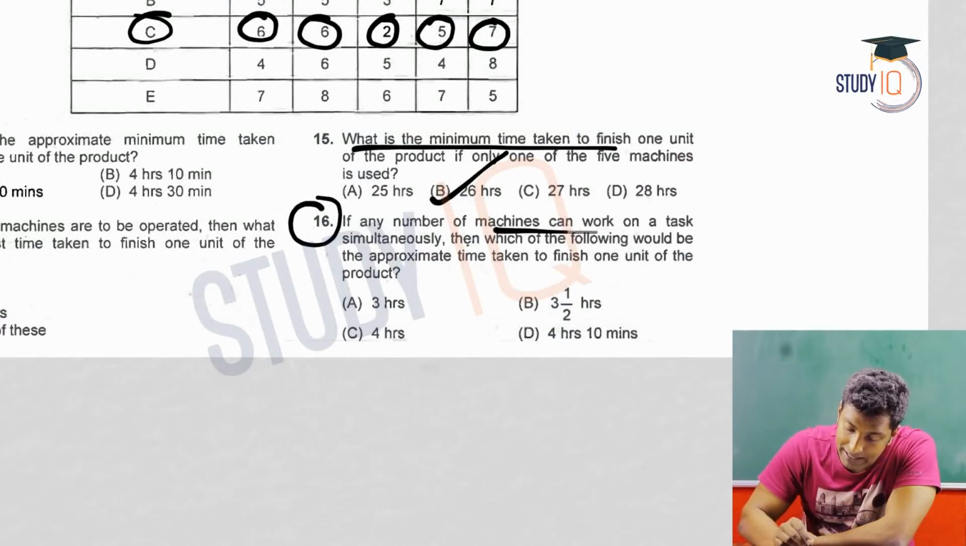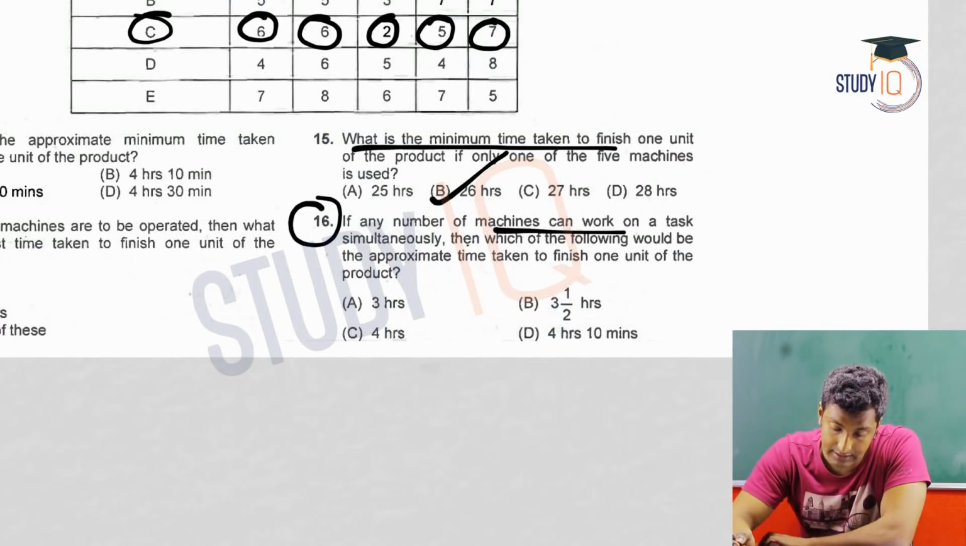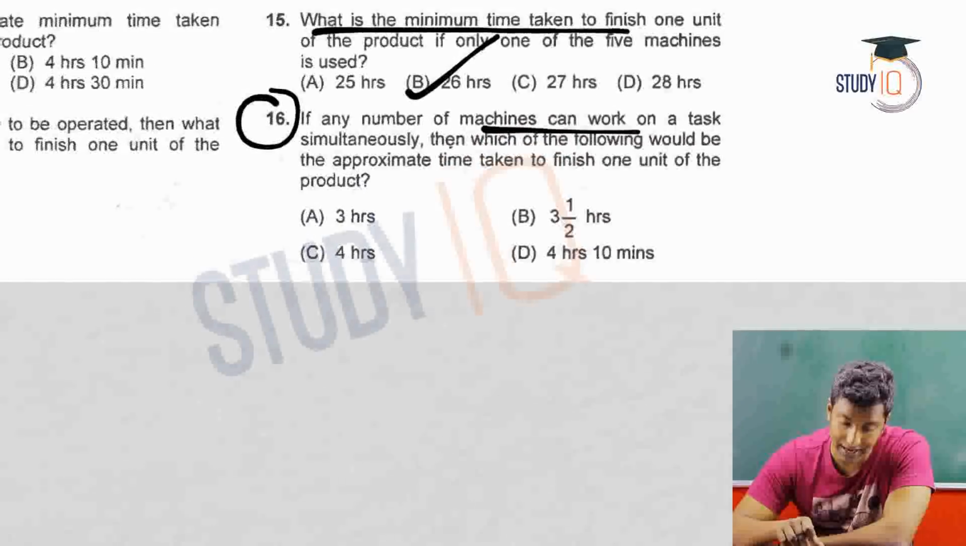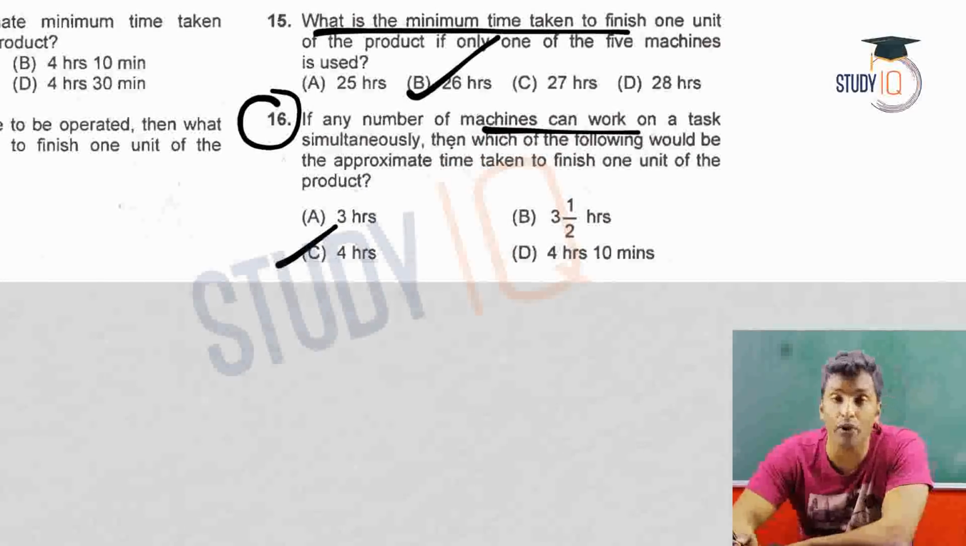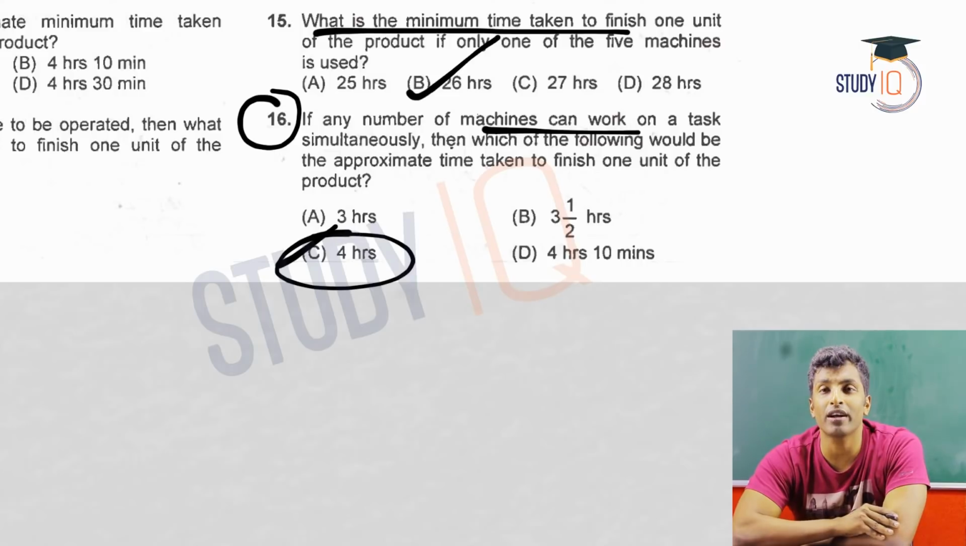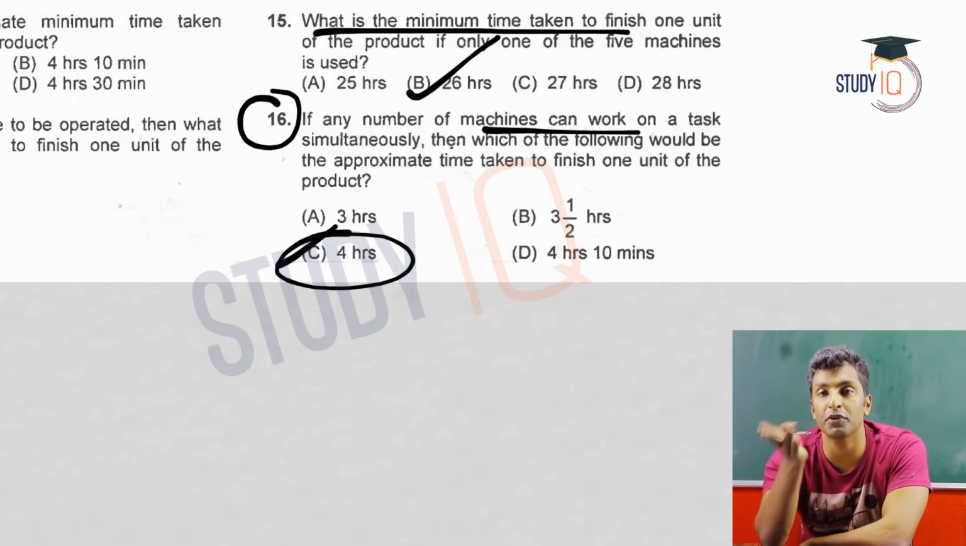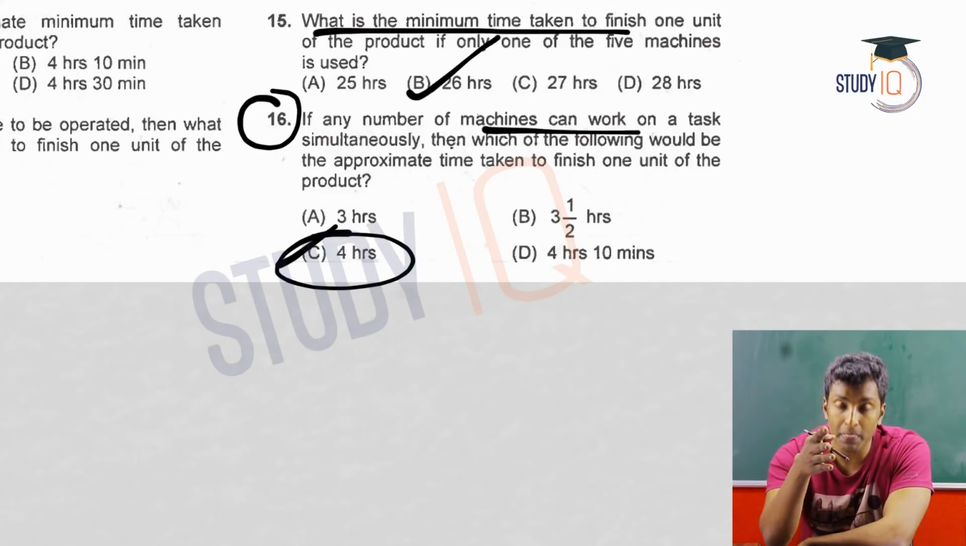16. If any number of machines can work on a task simultaneously, then which of the following would be the approximate time taken to finish 1 unit of the product? So this is also similar to the first question, right? So the answer is clearly 4 hours. Why 4 hours? In the first 4 hours, no machine is free, right? If one machine has completed one task, we are allowing that machine to perform some of the other tasks. So in the first 4 hours, the machine is not free.